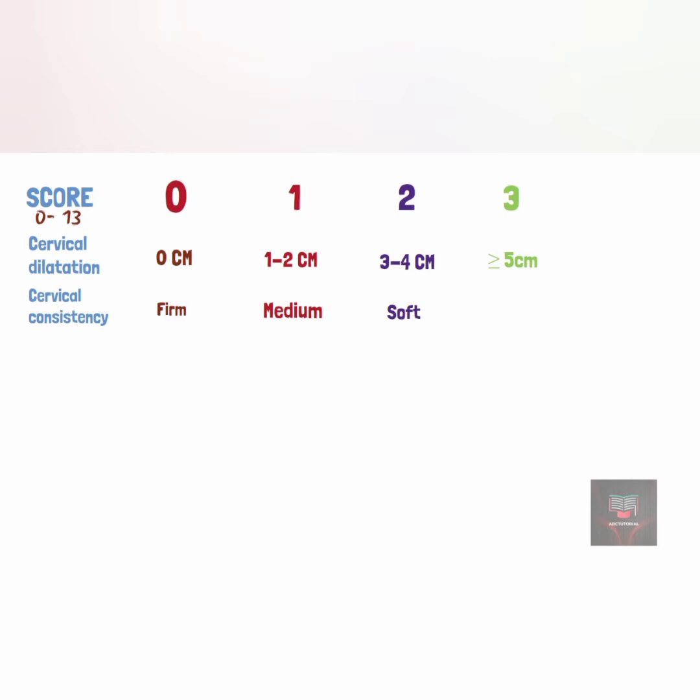The cervical length is the next parameter scored in the modified Bishop score. However, this is referred to as cervical effacement in the original Bishop score. Cervical length of greater than 2 cm is given a score of 0, while if the cervical length is between 1 to 2 cm, it is given a score of 1. And if the cervical length is between 0.5 to 1 cm, it is given a score of 2. And if the cervical length is less than 0.5 cm, it is given a score of 3.